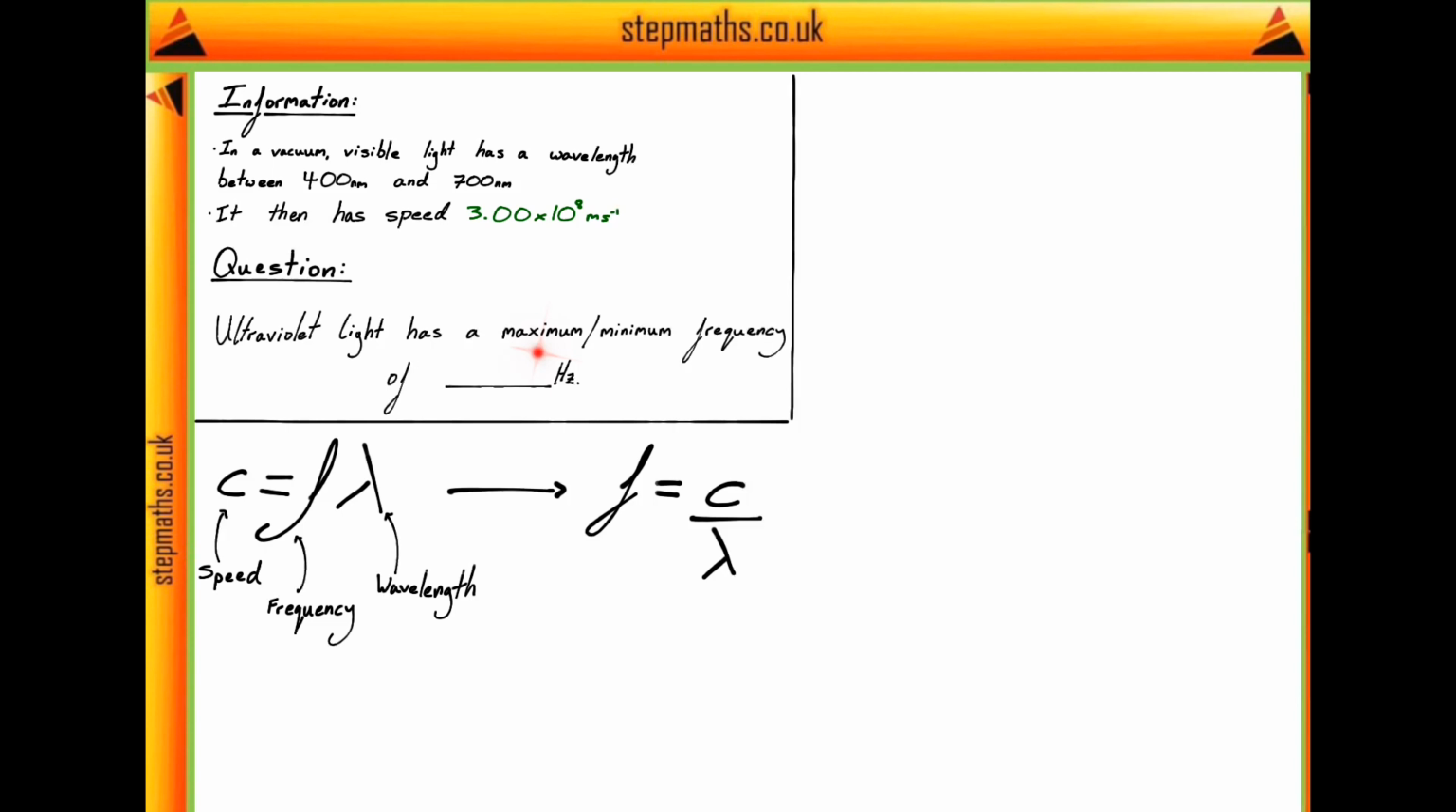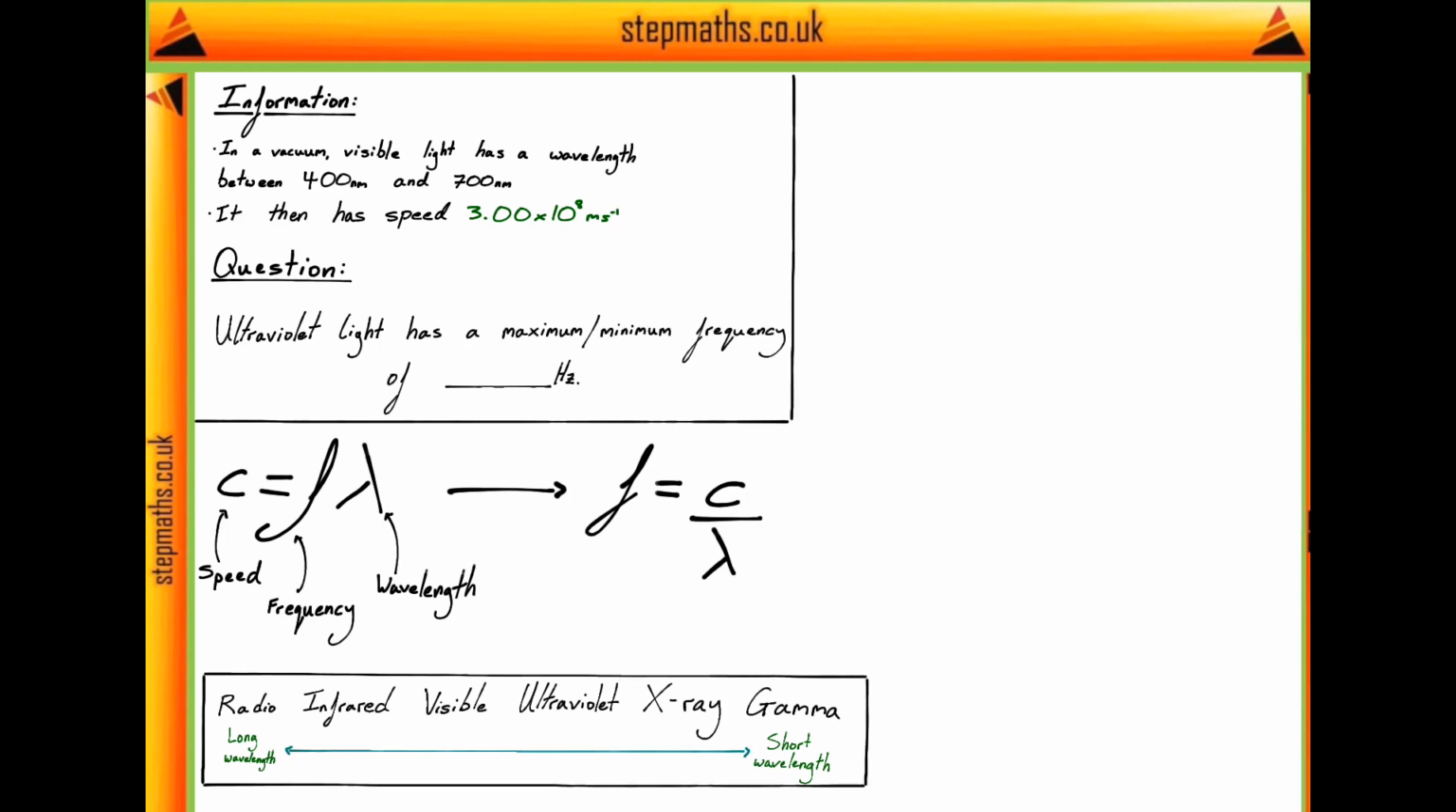So, if we want to find the maximum or minimum frequency of ultraviolet light, we need to find its minimum or maximum wavelength. Then, substituting this in with the speed that we've been told of ultraviolet light, we should be able to find the maximum or minimum frequency. Now in this question, we've been asked about ultraviolet light, but given information about visible light. So, to see how the two relate to one another, let's try and look at the light spectrum.